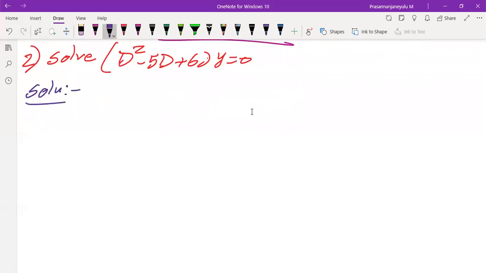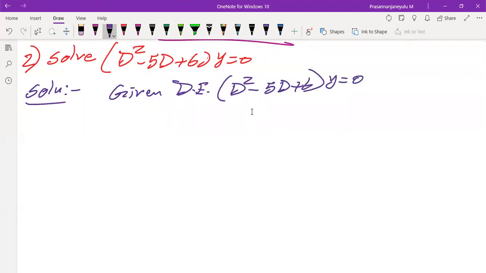Solution: the given DE is, what is the given DE? D square minus 5D plus 6 of y is equal to 0. Taking it as equation number 1, it is in the form of f of D of y equals 0, which is nothing but a homogeneous linear DE. So what is the general solution?